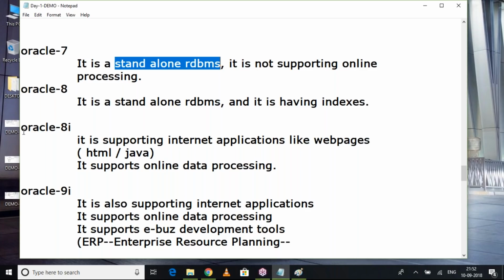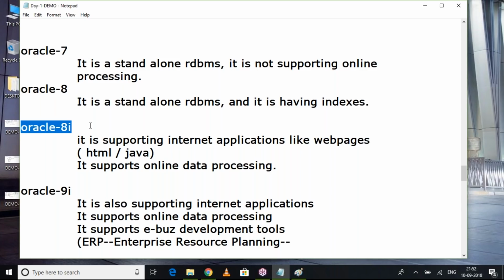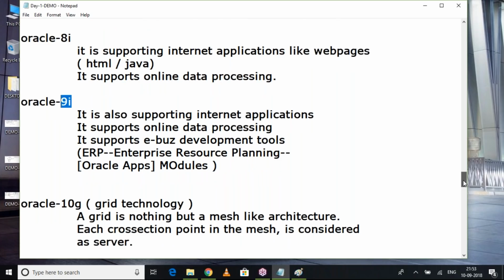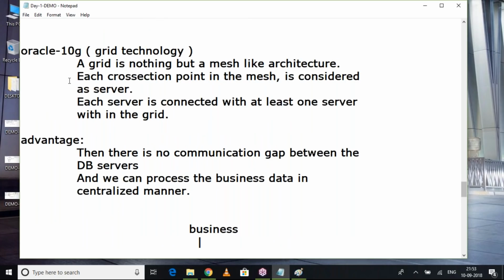After some time, they released Oracle 8i. The i stands for Internet Application, meaning that from the Internet, Oracle is now ready to receive data. Through online, we can manage our business data. After that, they released Oracle 9i, and after Oracle 9i, we have Oracle 10G.